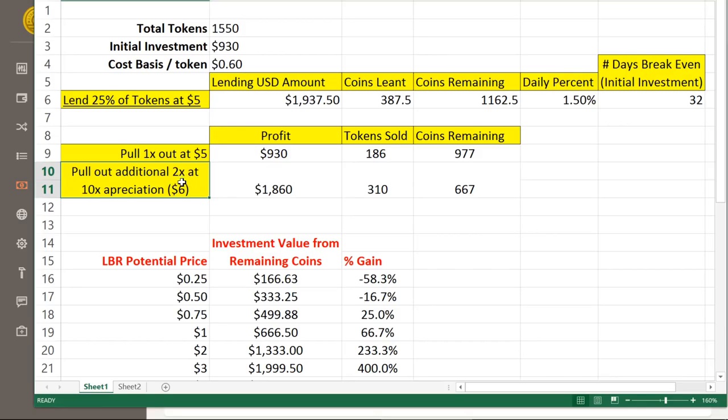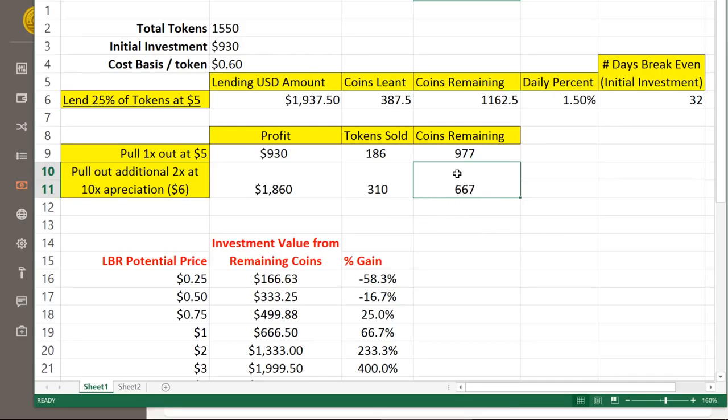So to pull out another 2x, I'm going to pull that amount out when the coin appreciates 10 times, or 1,000%. For my initial cost basis, remember I got in at 60 cents, 10x is $6. Now, if they open up at 5 and there's interest, it could easily go up to $6 quick. As soon as $6 hits, I'm going to sell twice my initial investment. So 930 times 2, $1,860. That's going to cost me 310 coins at $6 price, which means I've got 667 coins remaining.